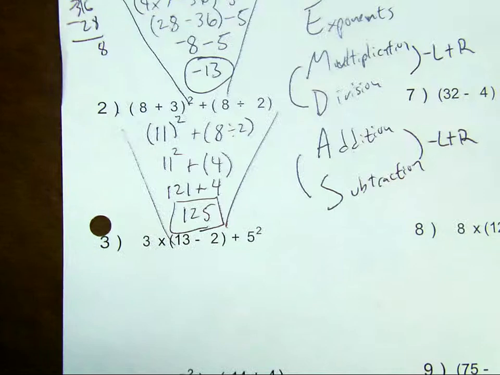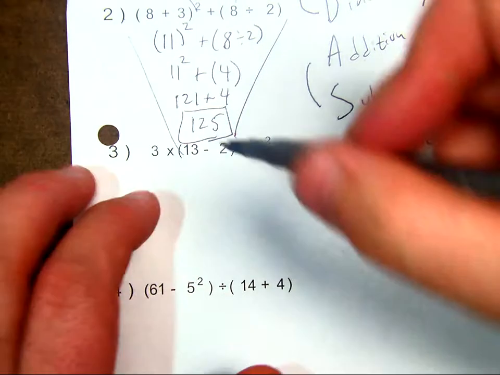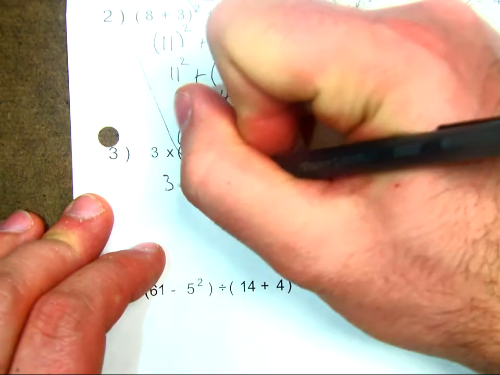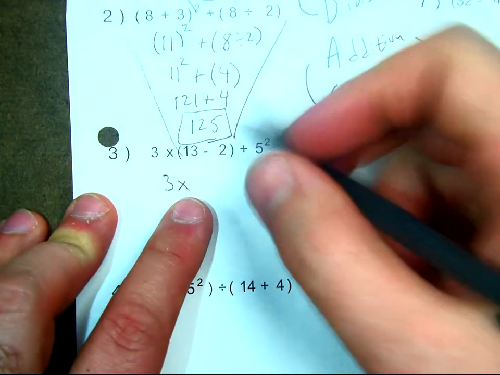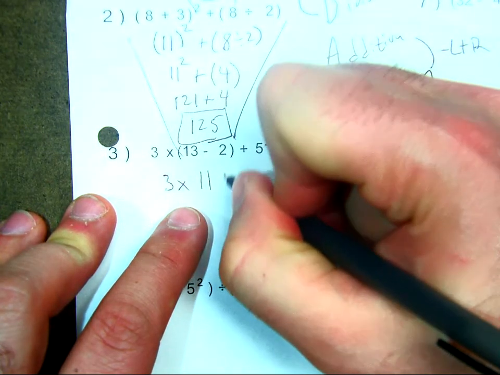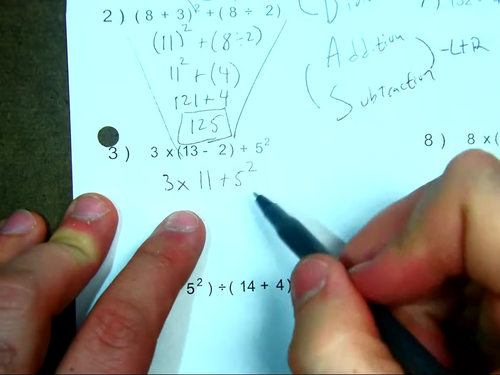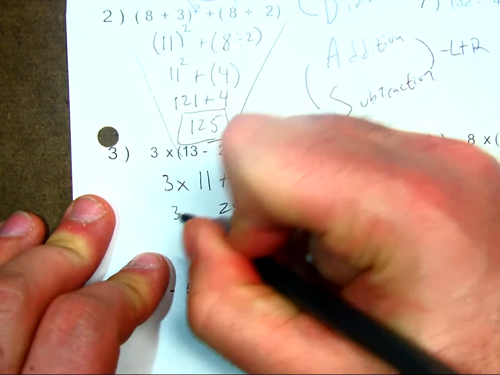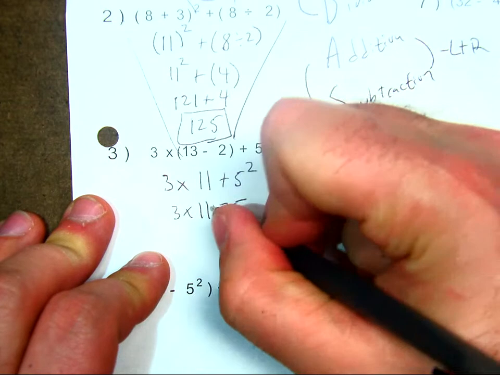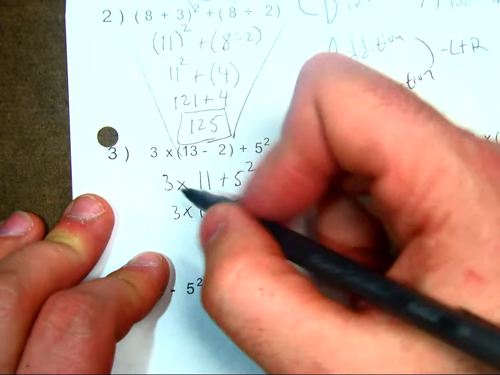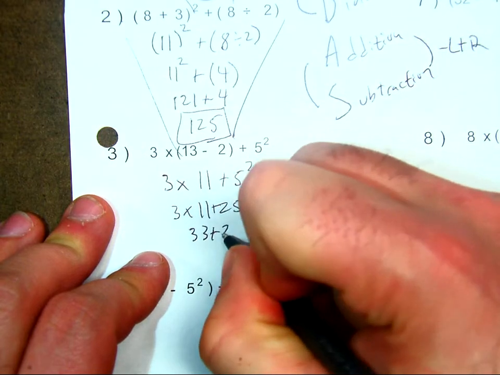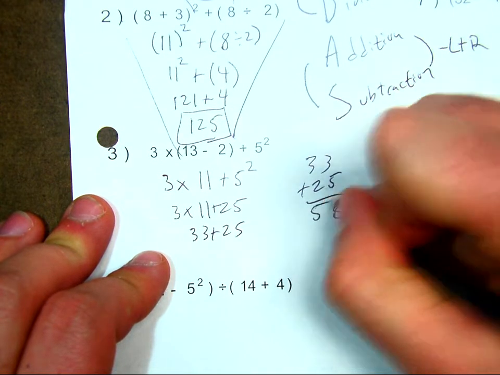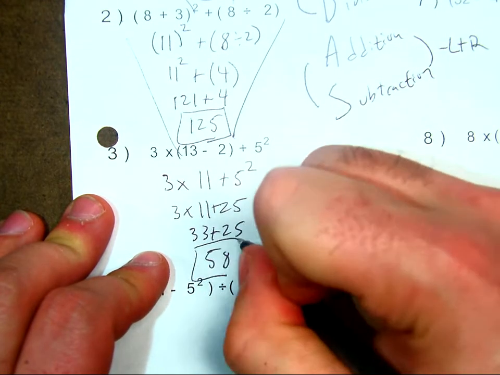Good to go. Let's do one more, just to make sure we're good. We have 3 times, parentheses, 13 minus 2, plus 5 squared. So we'll have 3 times, do our parentheses first, 13 minus 2 is 11, plus 5 squared. Didn't touch that. Now we do our exponents. 5 squared is 25. Didn't touch the other things. This is still a plus. Now we do our multiplication. 3 times 11 is 33, plus 25, didn't touch that. 33 plus 25 will be 58. And that should be my final answer.